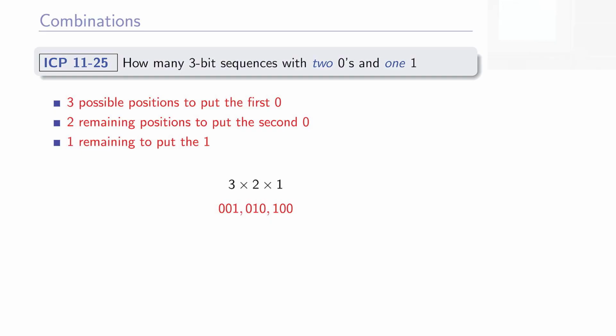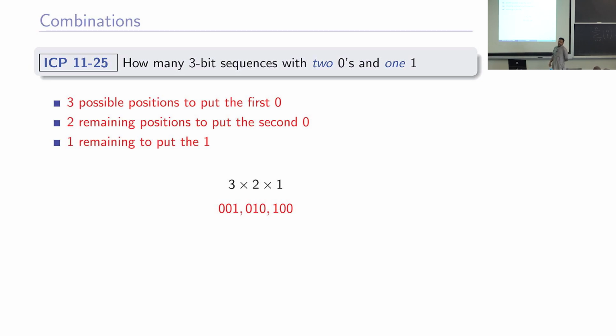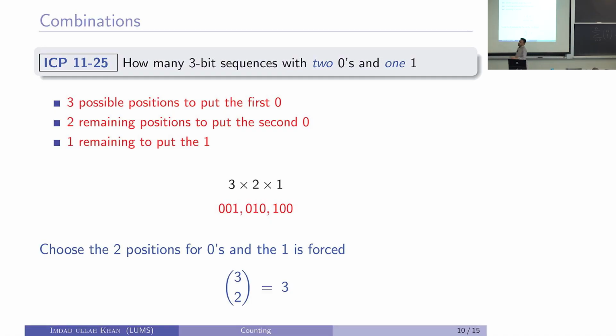While if you just count the number of 3-bit sequences with 2 zeros and 1 one, there are only these 3. So what's wrong with this reasoning? Yes, please. The 0 is being counted once. Yeah. The order does not matter. There is nothing called the first 0 or the second 0. These are indistinguishable objects, right? These are just zeros. So the correct way to do it is to choose 2 positions for zeros, any 2. 1 2, 1 3, 2 3, right? Any of these 3 can go 0, and then the 1 is forced. So the correct answer is 3 choose 2, right? 3 choose 2 is equal to 3.